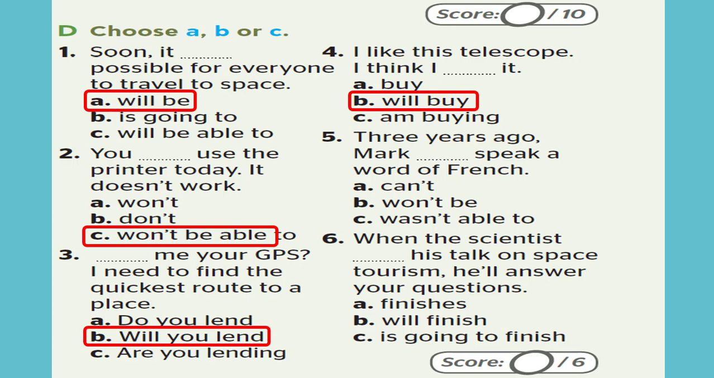Number 5. 3 years ago, Mark couldn't speak a word of French. Can't, won't be, wasn't able to. It's a past, so the answer is C, wasn't able to. Finally, number 6. When the scientist finishes his talk on space tourism, he'll answer your questions. Finishes, will finish, is going to finish. The answer is A, finishes.